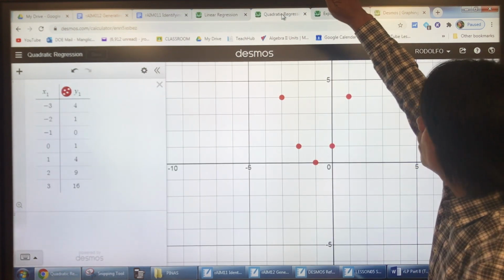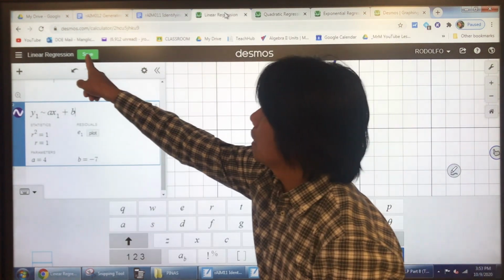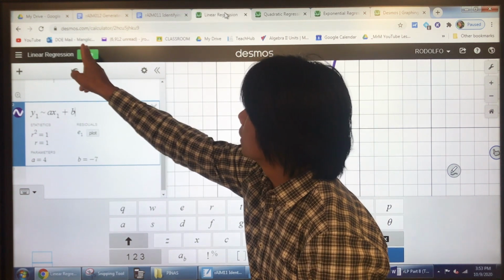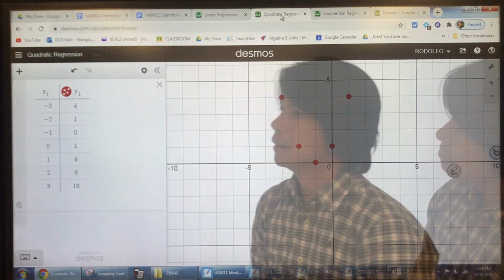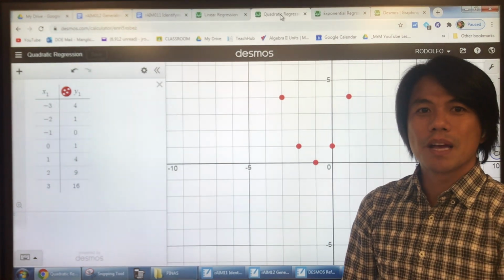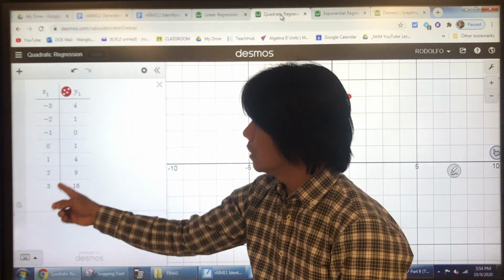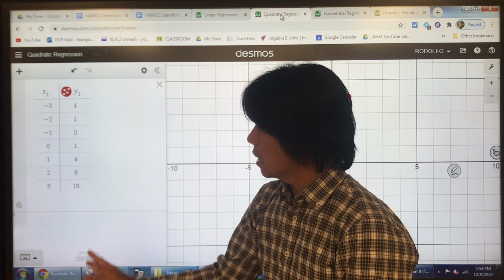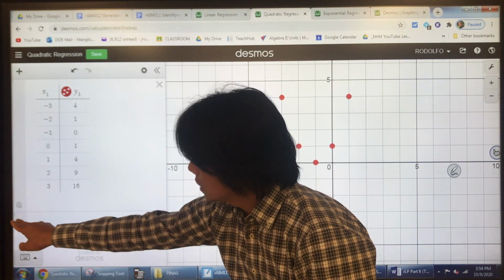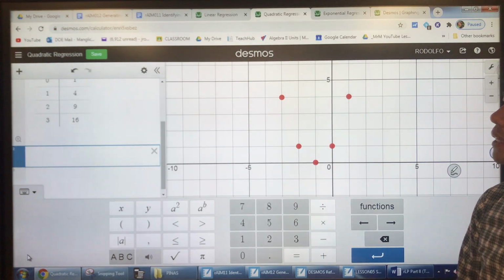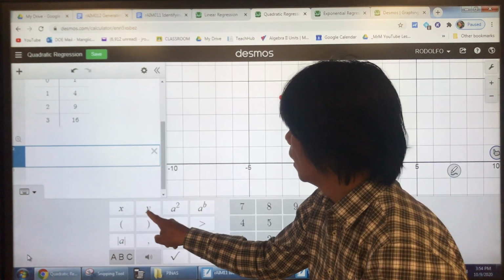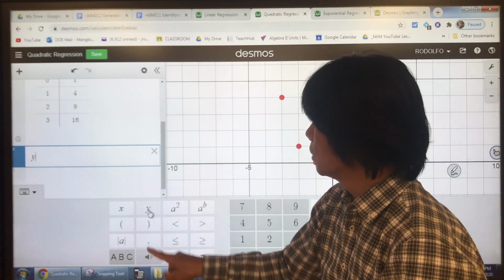I already have, oh, by the way, you need to save your work, your linear function. Now quadratic. Just to save time, I already input the values of x and y on our table. Now click the second row to type in your generic form for quadratic function.